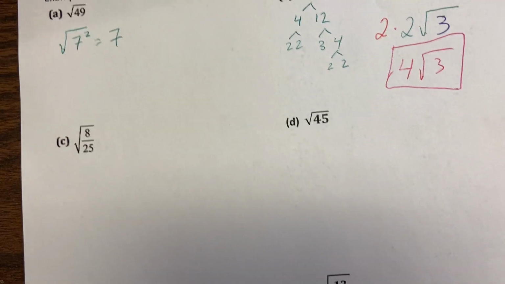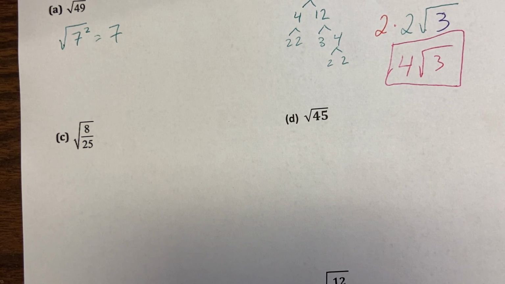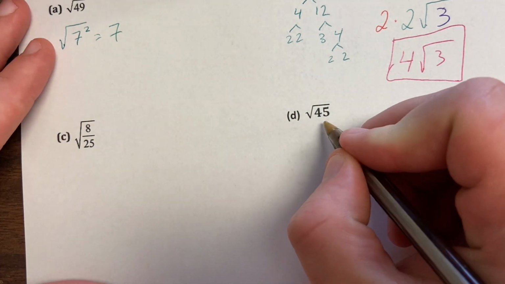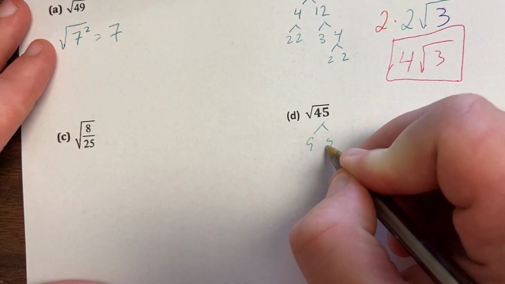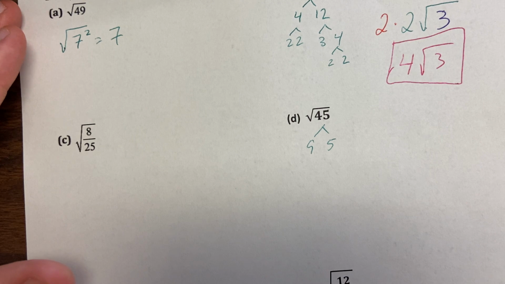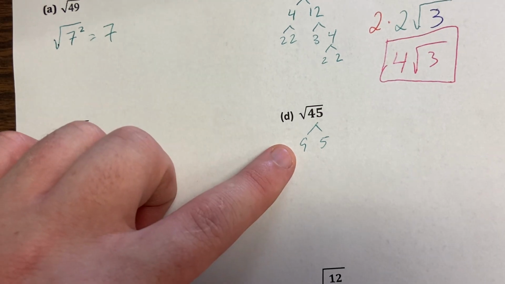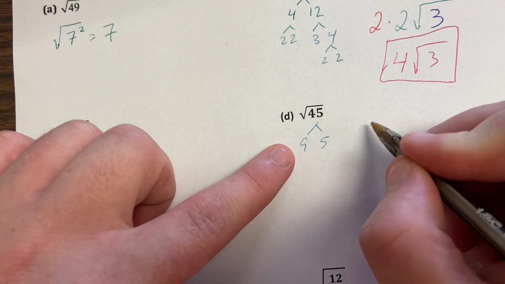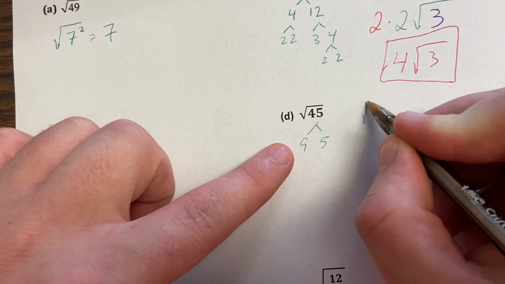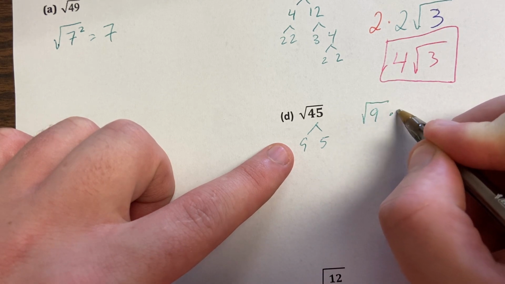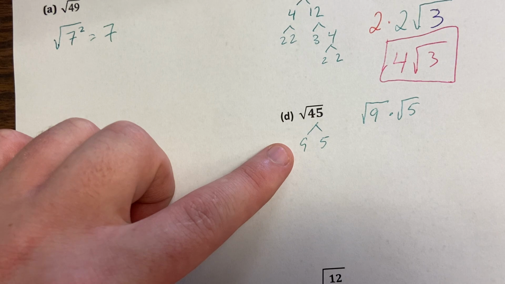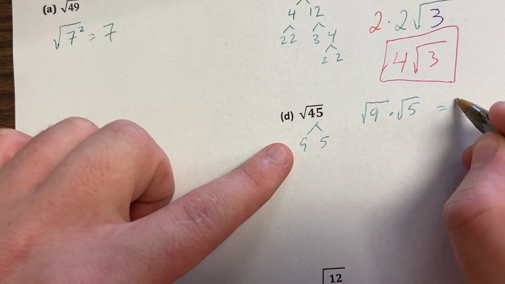Let's look at D. Okay, so very similar setup. Again, we need to break down 45. If you can see the biggest perfect square that goes into 45 right away, cool, go for it. If not, we need to break this down. Well, I know 45 is 9 times 5. And maybe you catch it right away that 9 is a perfect square. So maybe the faster way here is you know this is the square root of 9 times the square root of 5. Well, the square root of 9 is 3.